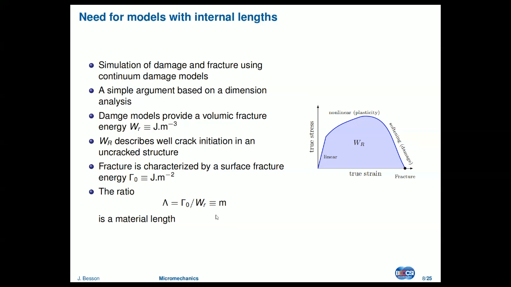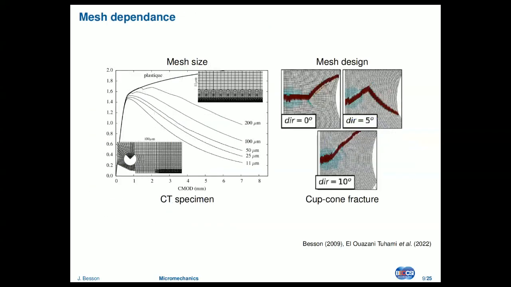So the usual way to do it is to say, I'm going to use a fixed mesh size, and that's very important. Here's an example of the mesh dependence you get if you use this model without any precaution. Here's a simulation of a CT specimen. So that's the plastic behavior, no damage. Here I'm using the same model, a 200 micron mesh down to an 11 micron mesh. I can do that because it's 2D. And there's no convergence at all because of what I've shown before.